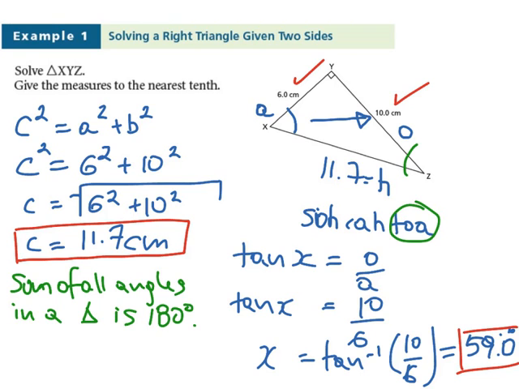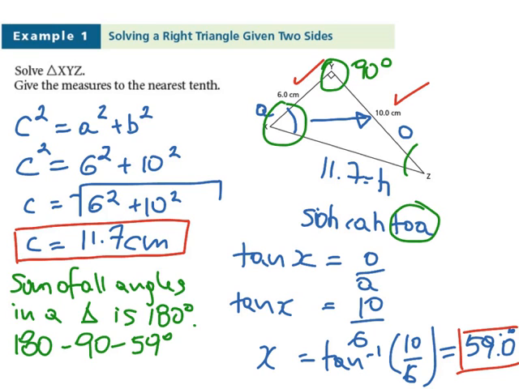This means if we take 180, subtract 90 because of this 90-degree angle in it, then subtract the 59-degree angle that we obtained, the x value, the angle x, and the resultant will be our angle z of 31.0 degrees. And this is our angle z.